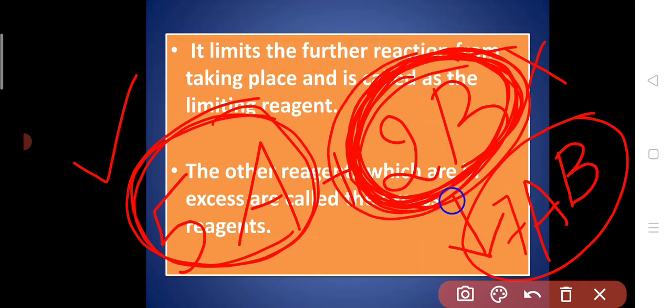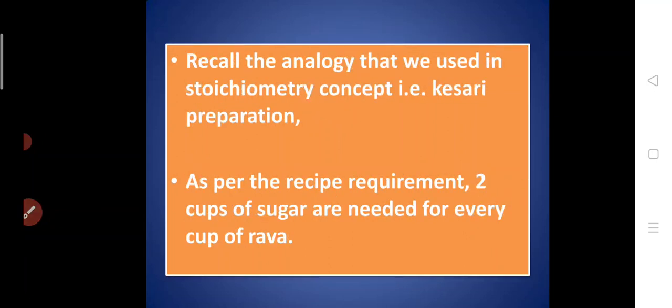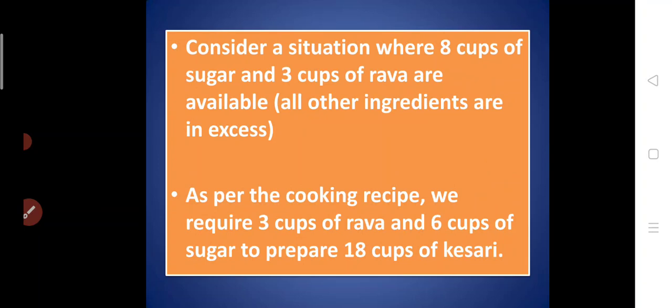So this will be the limiting reagent. Is it clear? The other reagent which is in excess is called the excess reagent. Recall the analogy that we used in the stoichiometry concept, that is Kesari preparation. As per the recipe requirement, 2 cups of sugar are needed for every cup of rava. Consider the situation where 8 cups of sugar and 3 cups of rava are available.